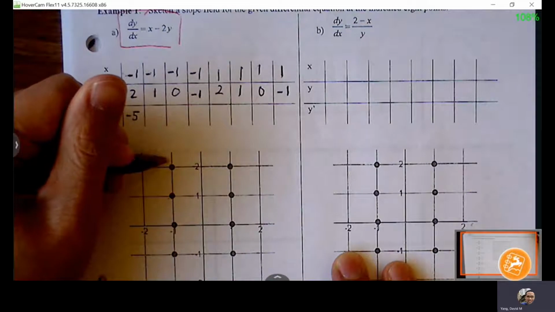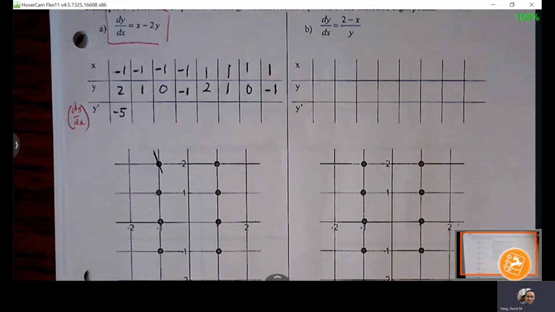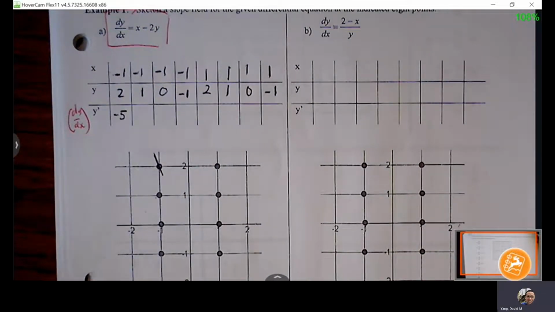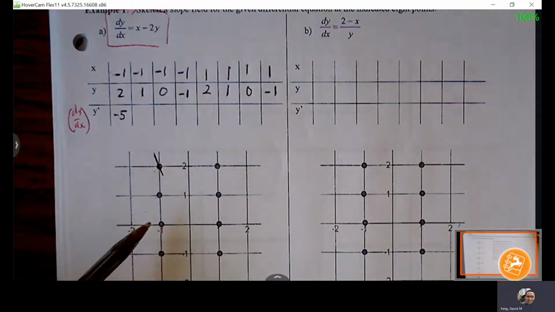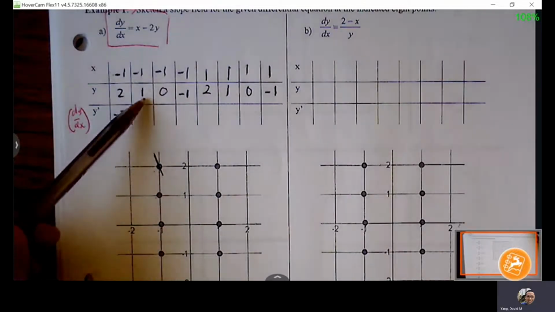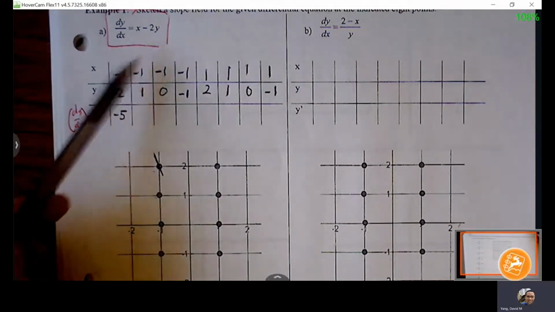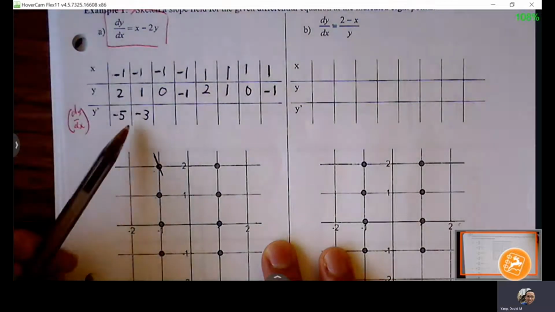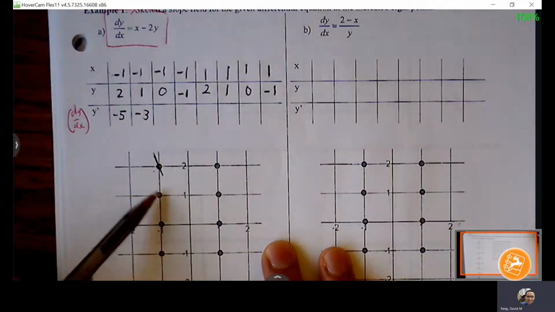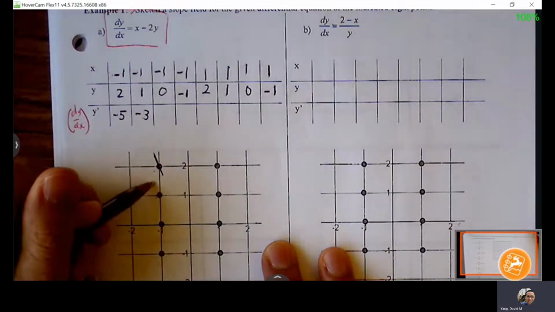So accuracy is not that important as long as you just try your best to sketch a ballpark value as to what that slope could look like, and that'll be good enough. Okay. Next up, negative 1, 1. So negative 1 in for x, 1 in for y. I get negative 1 minus 2, which is negative 3. So I want to create a negative 3 slope through this point. It's not as steep as negative 5, so I'll make it a little bit more gradual.